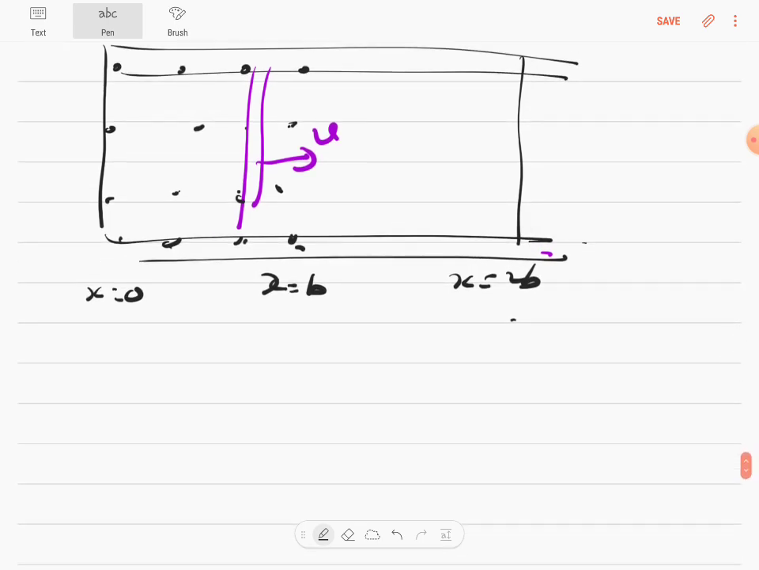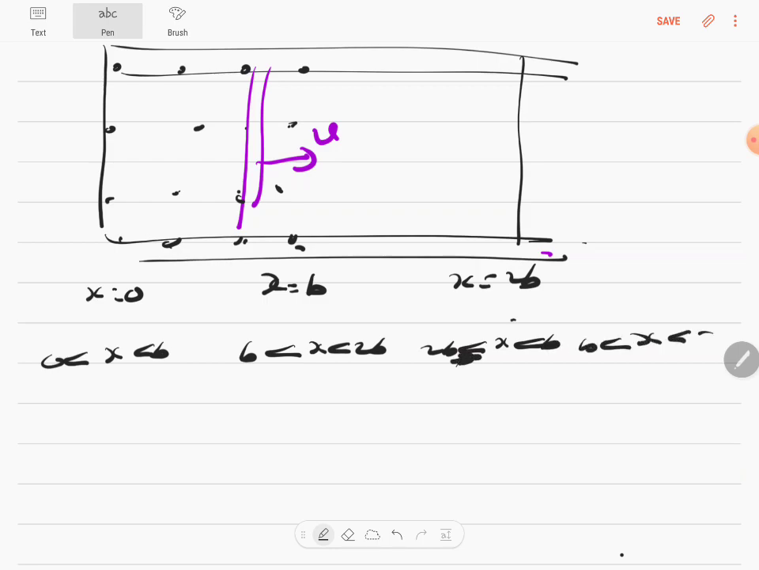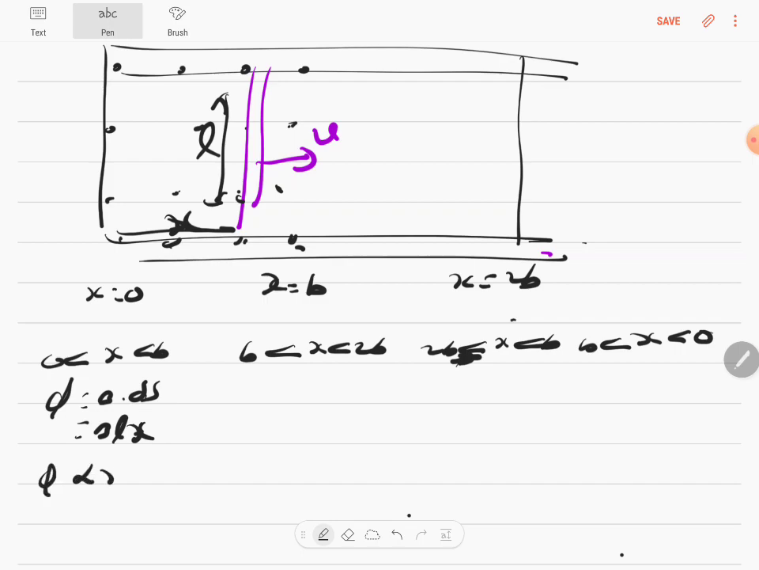So you have to do an analysis for this: when x is lying between 0 and b, between b and 2b, between 2b and b, and between b and 0. Let's calculate the flux, which is B dot dS, which is BLx, because this is x and this is L, as usual. x keeps on changing, so BLx shows that the flux is directly proportional to x. The flux increases as x increases, because you're moving it to the right.